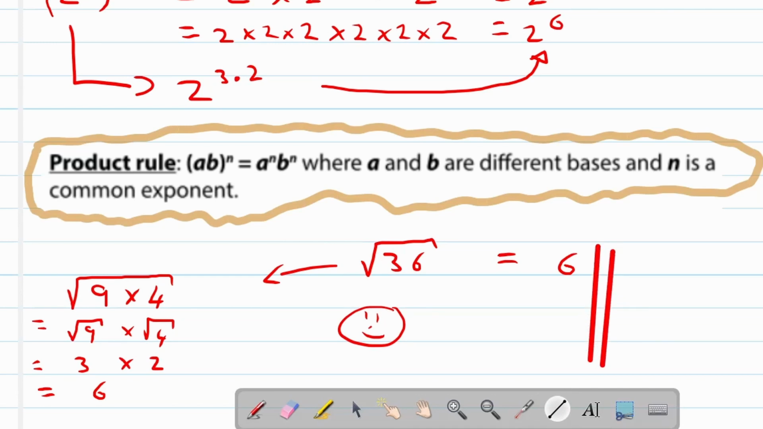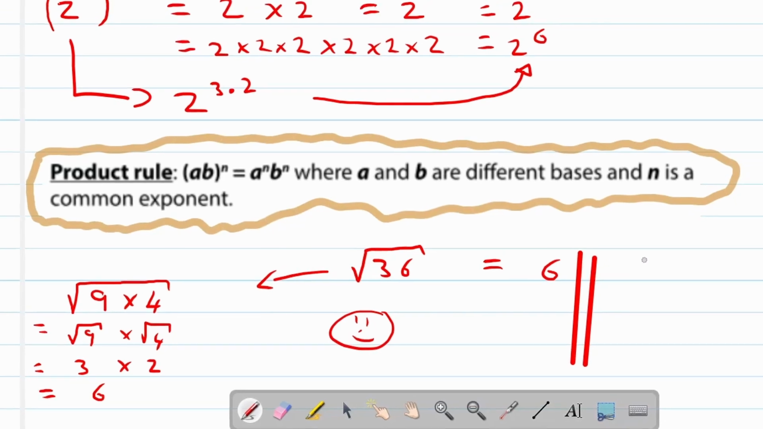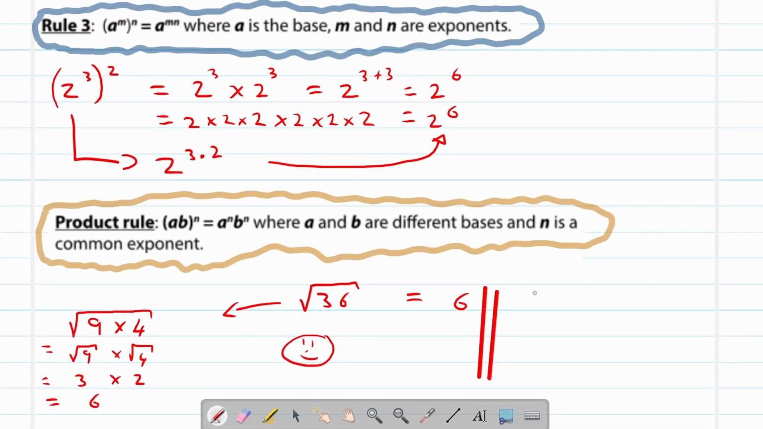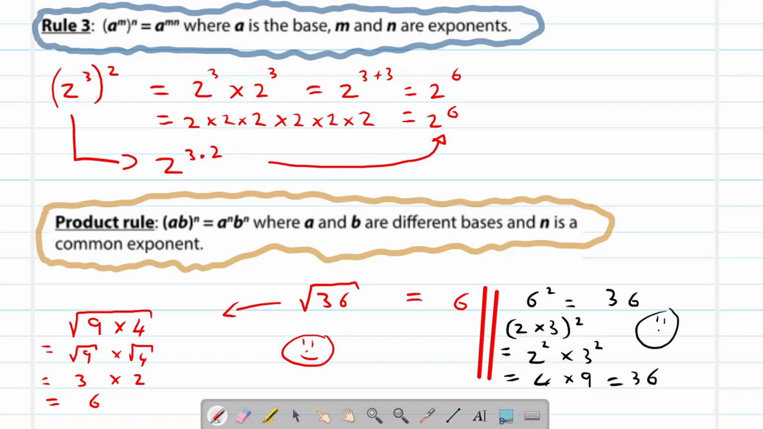We can even look at a second example in this case and think of something being squared. So let's say, well, we can do the opposite. We can say 6 squared is equal to 36. But we know 6 is the product of 2 times 3. So if we say 2 times 3 squared, we can write this down as 2 squared times 3 squared, which is equal to 4 times 9, which is equal to 36. And that's how it works.